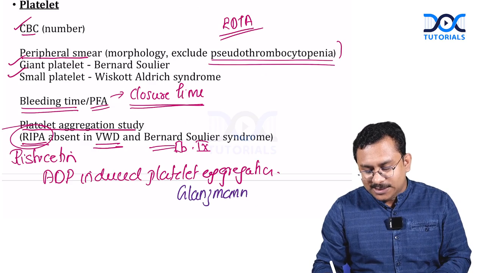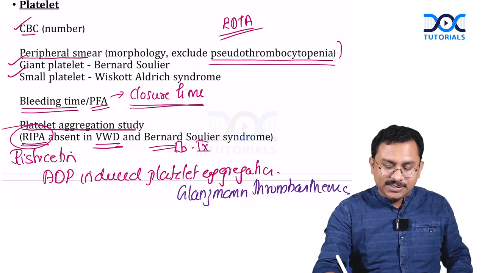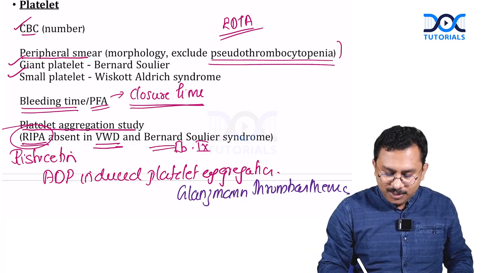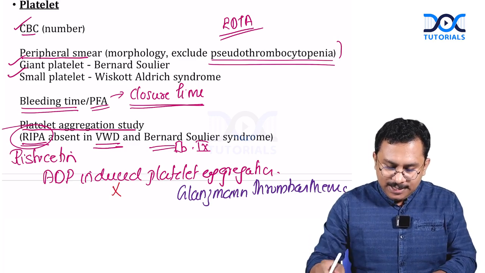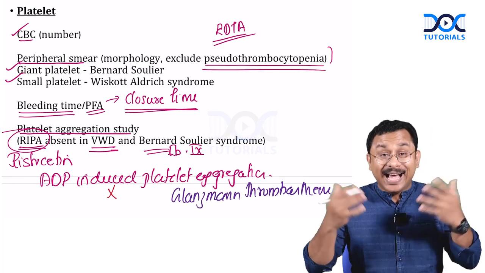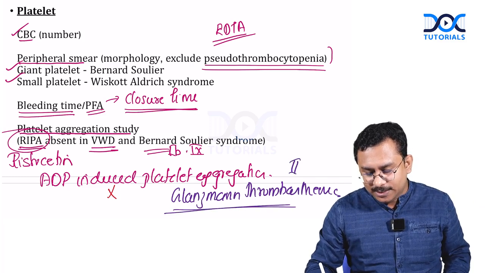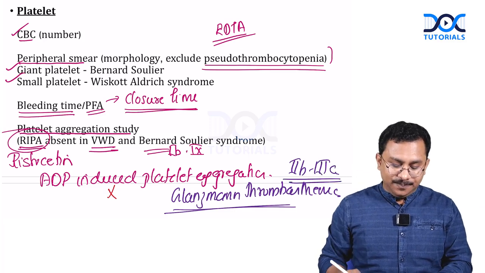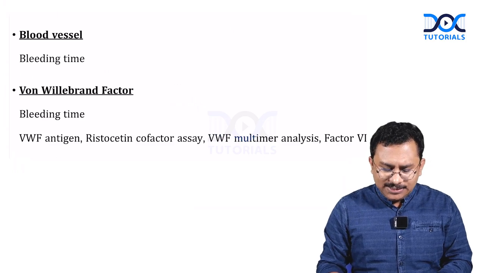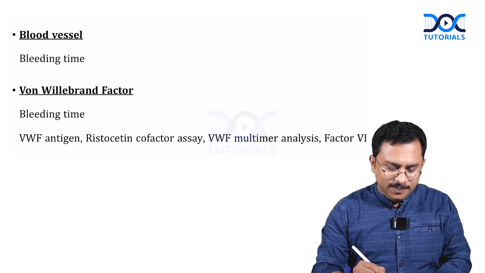In Glanzmann's thrombasthenia, the subsequent aggregation happens as a result of release of ADP and so on, so that will be defective, because you do not have the GP2B3A receptor. Then, for abnormalities of blood vessel, you have bleeding time, which will be prolonged.